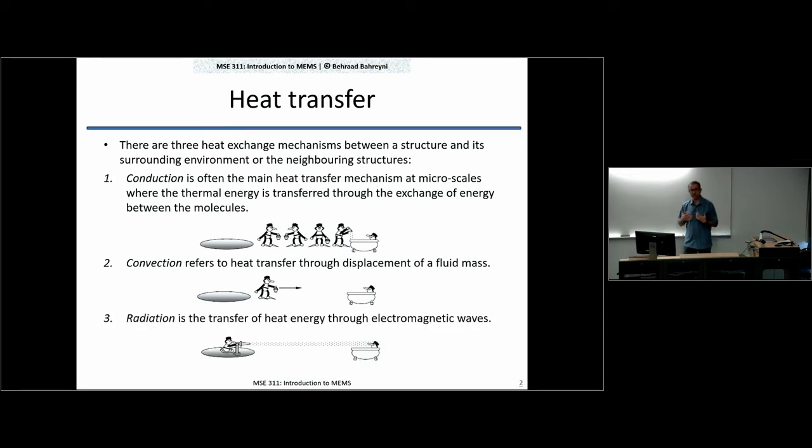And then finally you have radiation, where you actually may not have matter between the source of the heat and where it ends up. Heat is transferred through radiation from one source to another. So again, in the cartoon, it's basically shooting water to the destination. We talk about all 3 of these heat transfer mechanisms at MEMS scales.